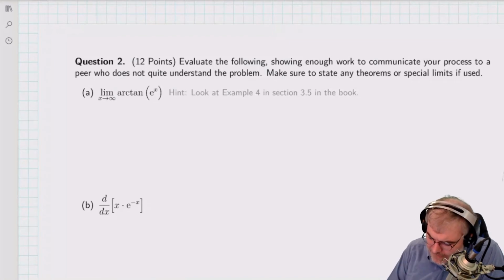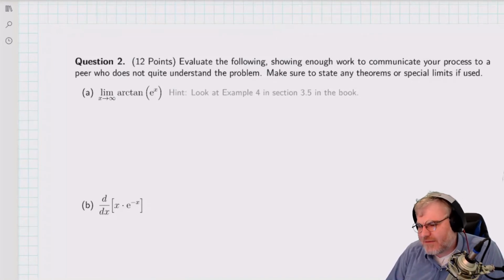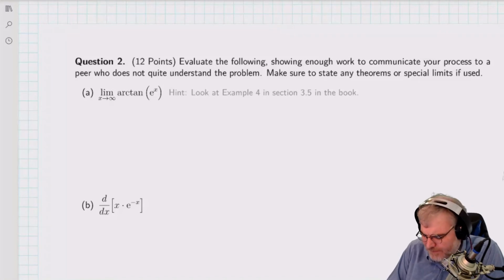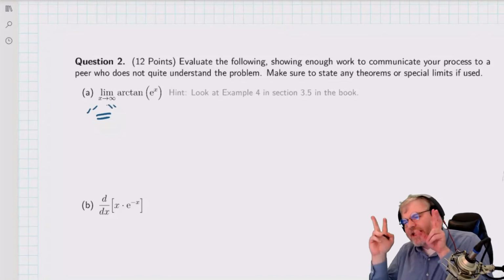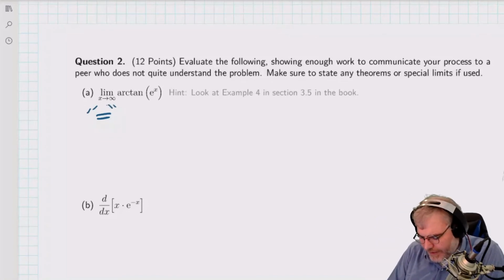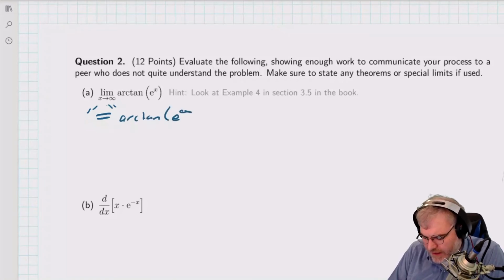So this right here, this limit of arctan of e to the x as x goes off to infinity. I'm just going to do the exact same thing I did before. And I showed you there's an example 4 in the book in section 3.5 that does a few of these. I'm going to say that's sort of like equals arctan of e to the infinity. And as I go off to infinity, arctan just goes to infinity.